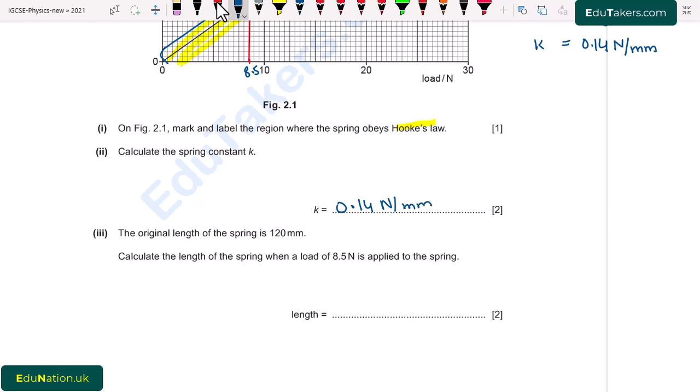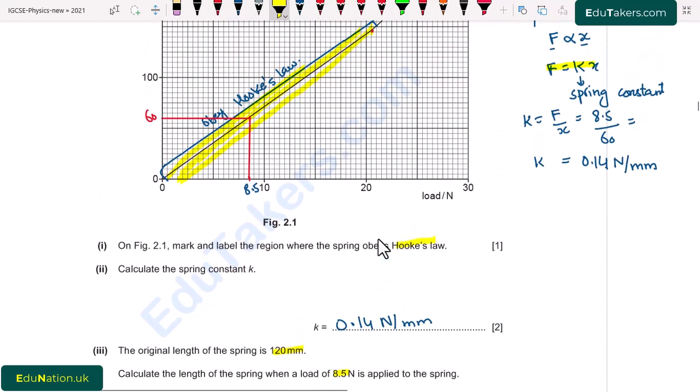Part 3. The original length of the spring is 120 millimeter. Calculate the length of the spring when a load of 8.5 Newton is applied to the spring. So we have to calculate the length of spring when load of 8.5 Newton is applied. So going back to the diagram and considering when load is 8.5, it is at this point. I already calculated the value of K here. So its corresponding extension is 60.